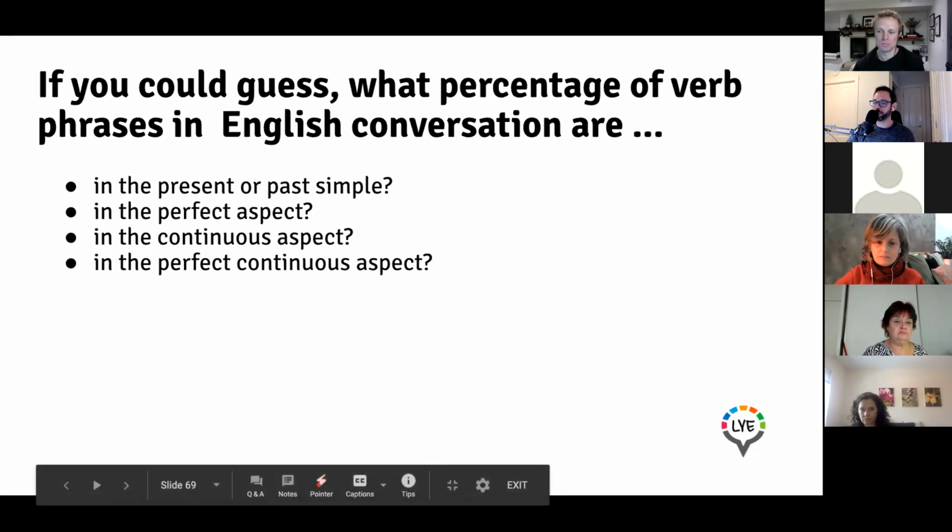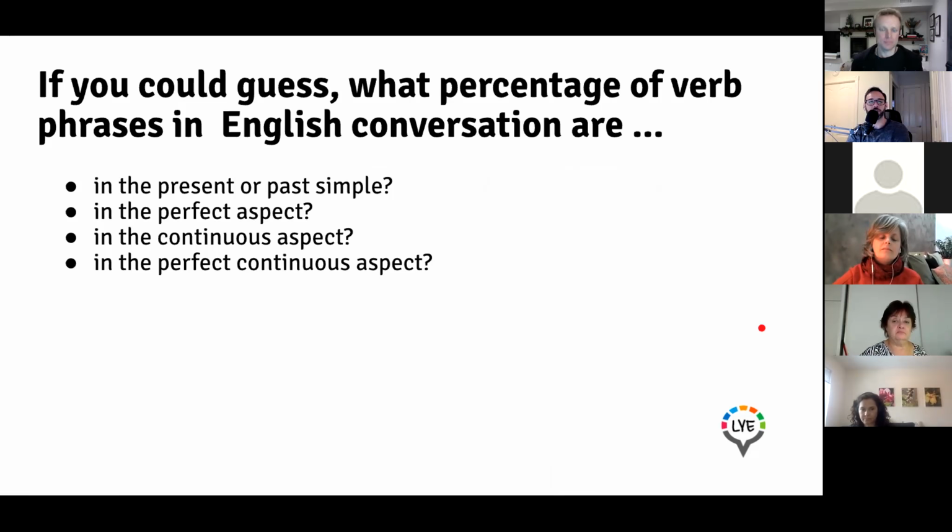But here's an interesting thing, interesting stats for those of you who are watching this. What percentage of verb phrases in English conversation, I'm talking about specifically spoken English, are in the present or the past simple, are in the perfect aspect, are in the continuous aspect, and are in the perfect continuous aspect? And this is important because this will have interesting implications as to how we approach language in the classroom. What's the percentage for the present or the past simple? Bistra said mostly present and past. Yes, Bistra, you're right on the ball. I'll give you the answer.